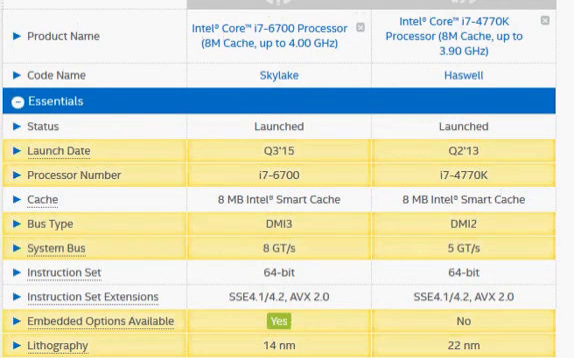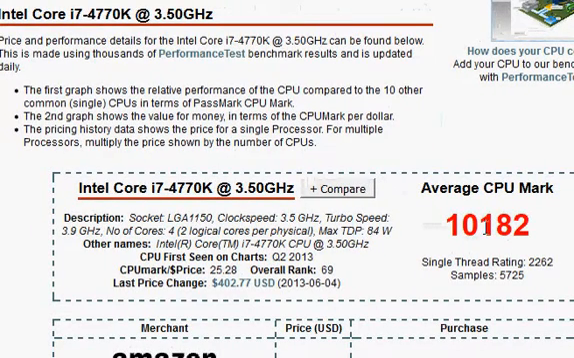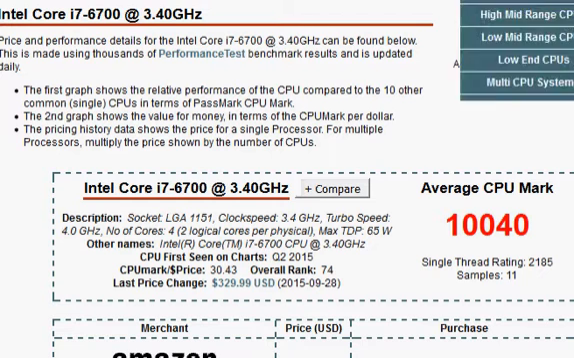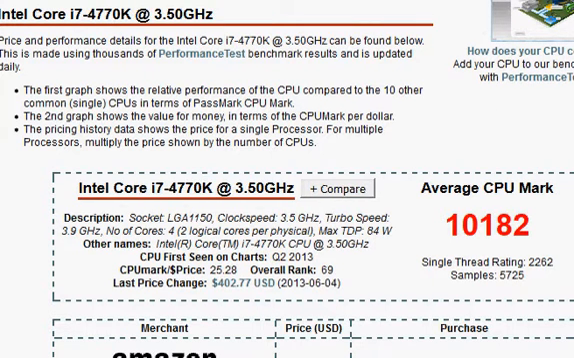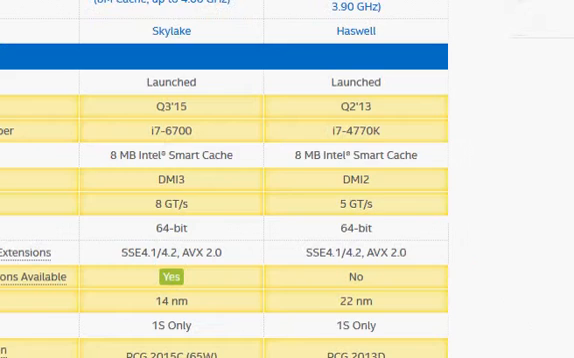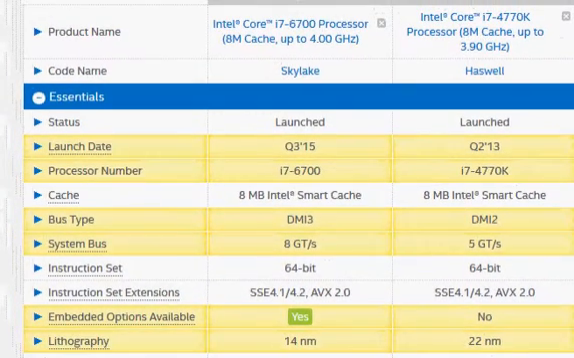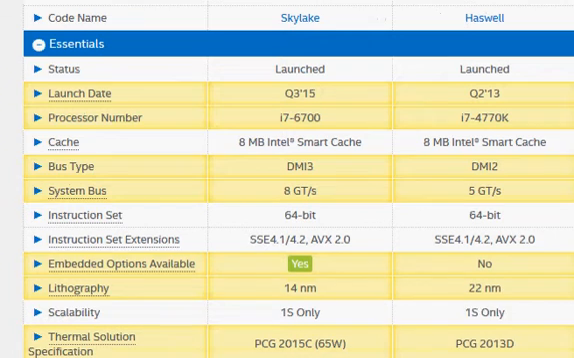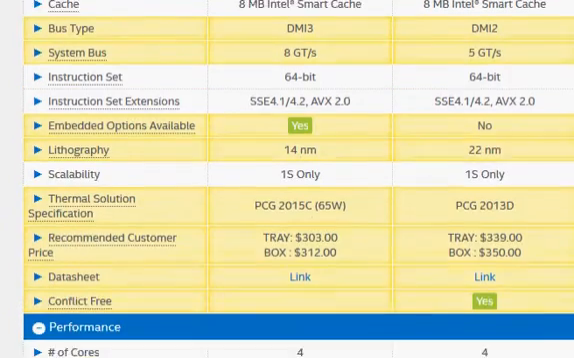And to confirm it, we are going to take a look at their benchmark scores, which is 10,182 for the i7-4770K and 10,040 for the i7-6700, about the same as the 4770K. The Haswell is slightly faster, I think primarily because it's overclockable, and some of the users who have uploaded this data did actually overclock it to make it faster.